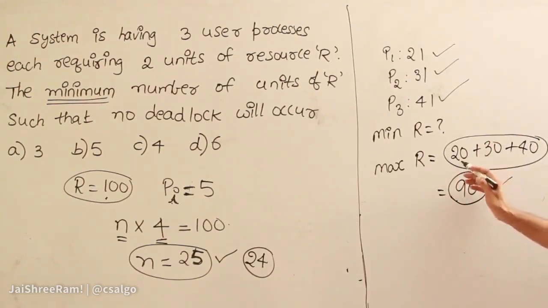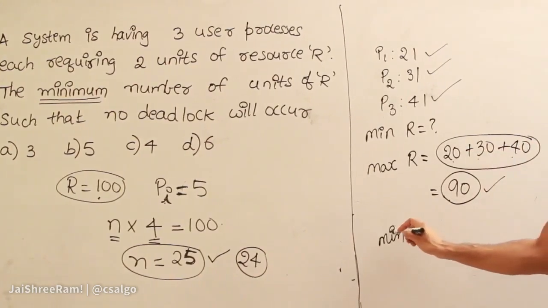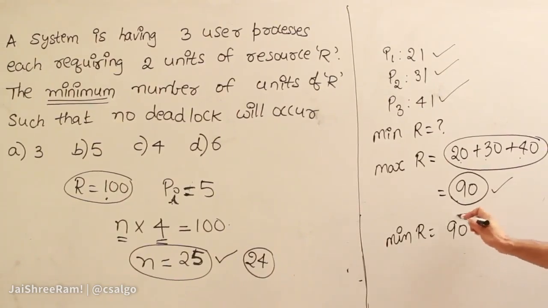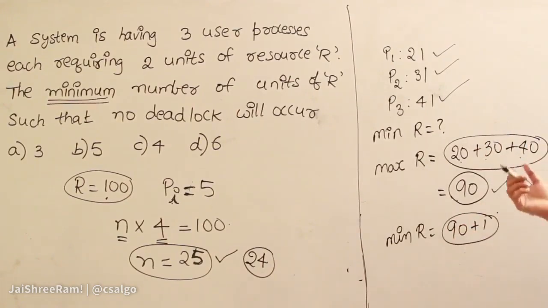The reason is, even if they take the resources like this, we will still have one more resource, and that one resource can be taken by anyone, right? Therefore, what is the minimum number of resources required so that there will be no deadlock? 90 plus 1. That is how you could solve it. You could also derive the formula. If you want to derive the formula, I have already derived it, so how did I derive it?